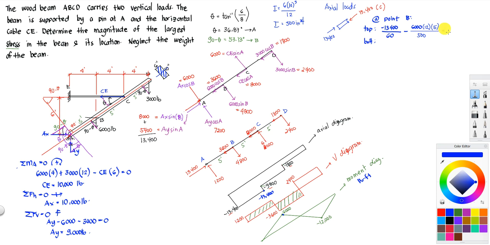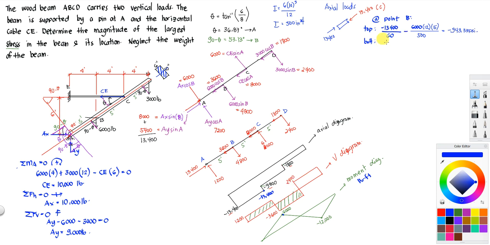So, we can have it as negative 13,400 all over 60 minus 6,000 times 12 times 5 all over 500. Okay. So, you can have it as negative 943.33 psi. Okay? Although, alam kong ito na yon, okay? Sa point B, pero try pa rin natin bottom na.